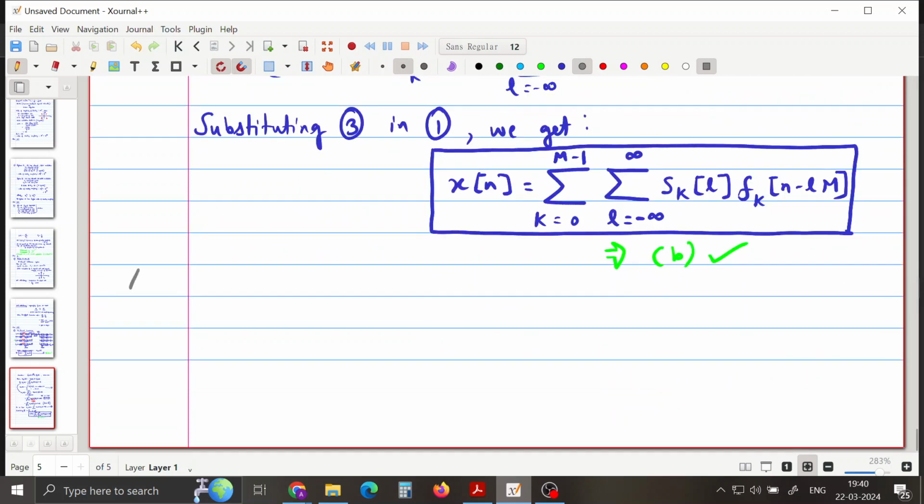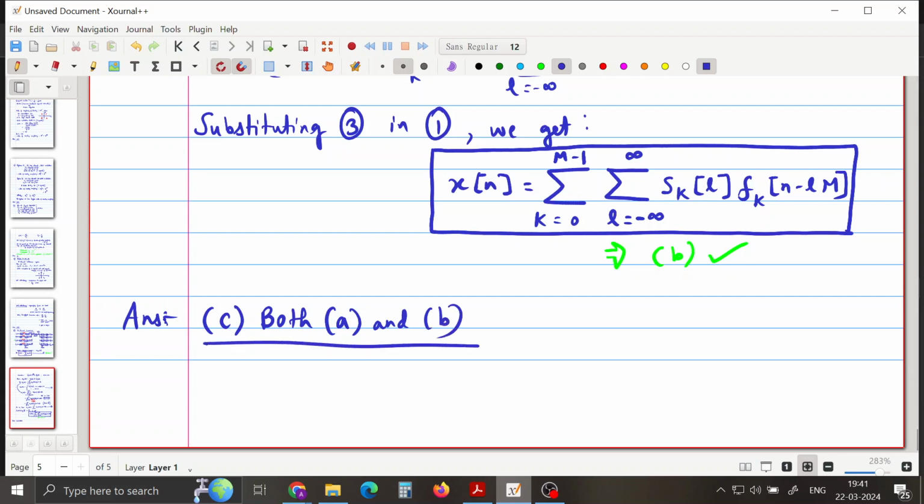So my actual answer is, sorry, I used a different ink. Okay. So my actual answer is both A and B are correct. Both A and B. It is option C. Okay.